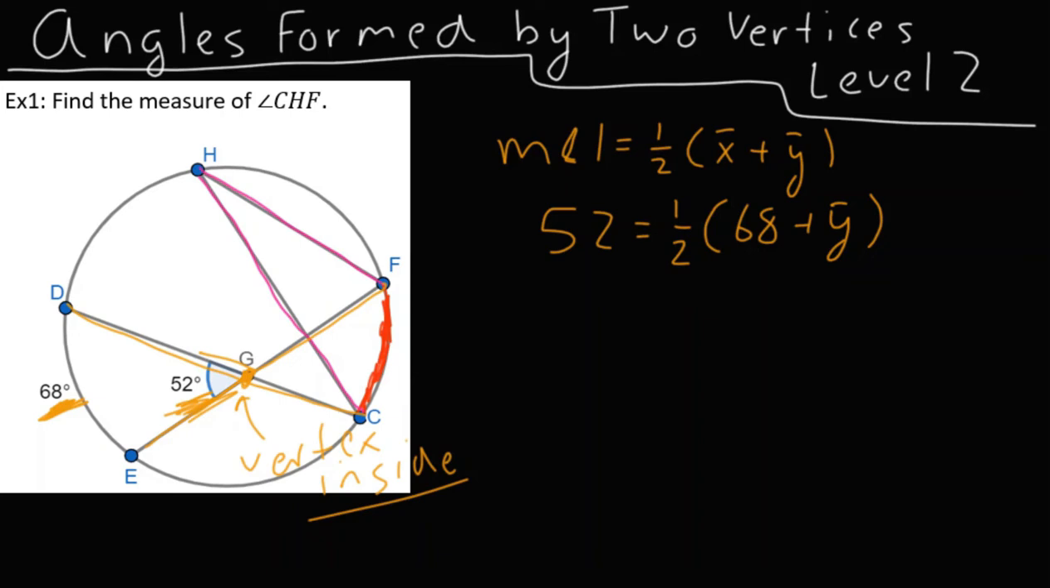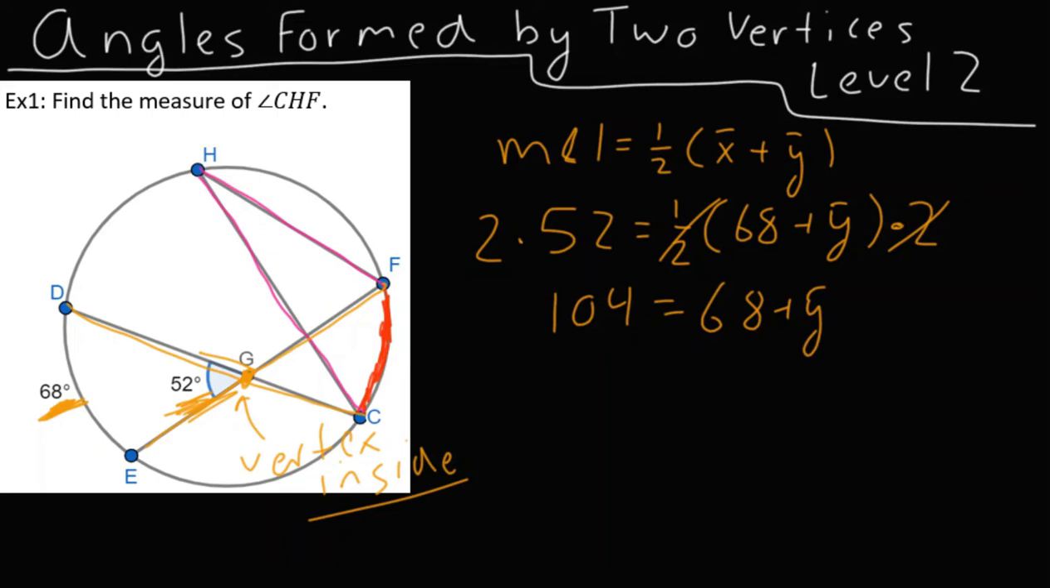Now, to start this off, we're going to use a very simple trick to get rid of the 1/2. What is the opposite of multiplying by 1/2? That would be multiplying by 2. And so these cross each other out. But since I multiplied the right side by 2, I have to multiply the left side by 2. And so we know that 2 times 52 will of course give us 104, and this equals 68 plus arc Y.